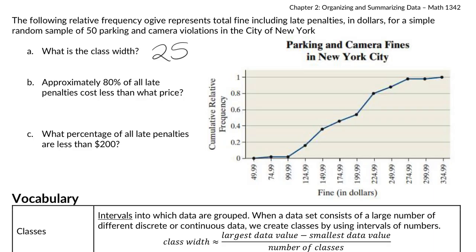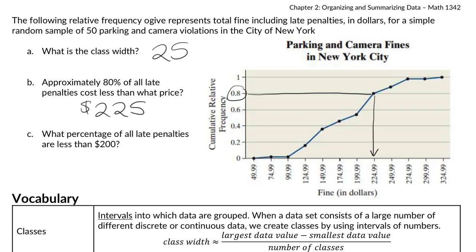Approximately 80% of all late penalties cost less than what price? Okay. Approximately 80%. Did they give me a value on the x-axis or the y-axis? The y. So here's 80% on the y-axis. We go find the data point that represents that, and what is the fine cost, including late penalties? I said that backwards. 80% of all late penalties and fines cost less than what price? $225.